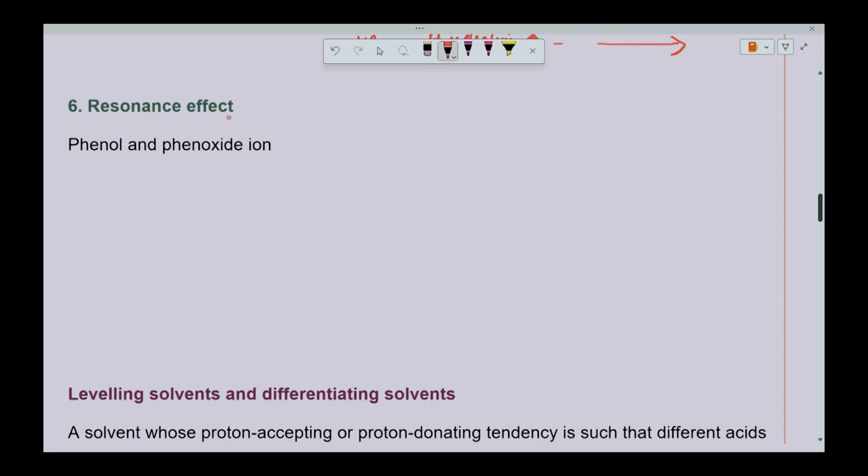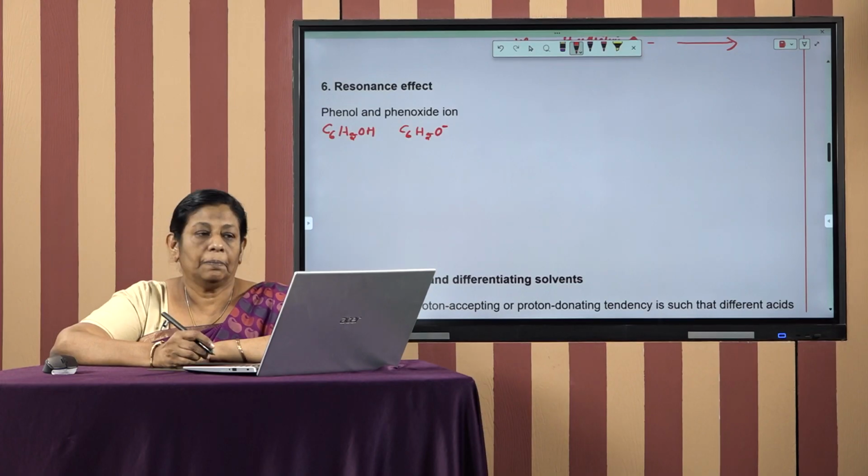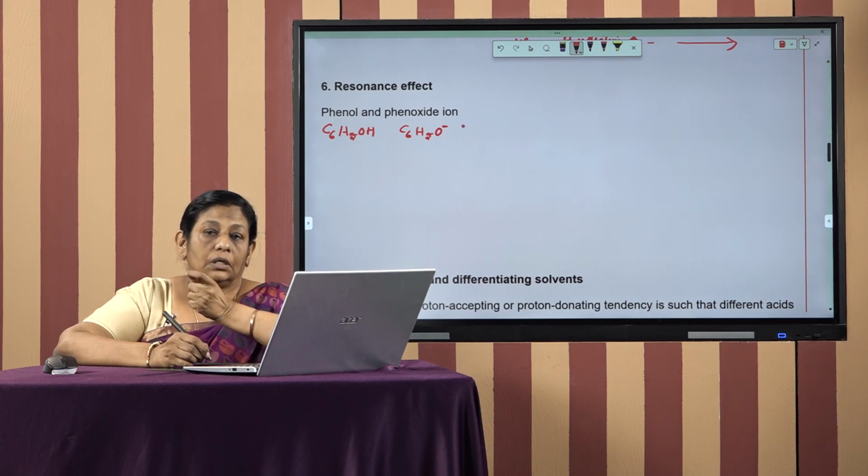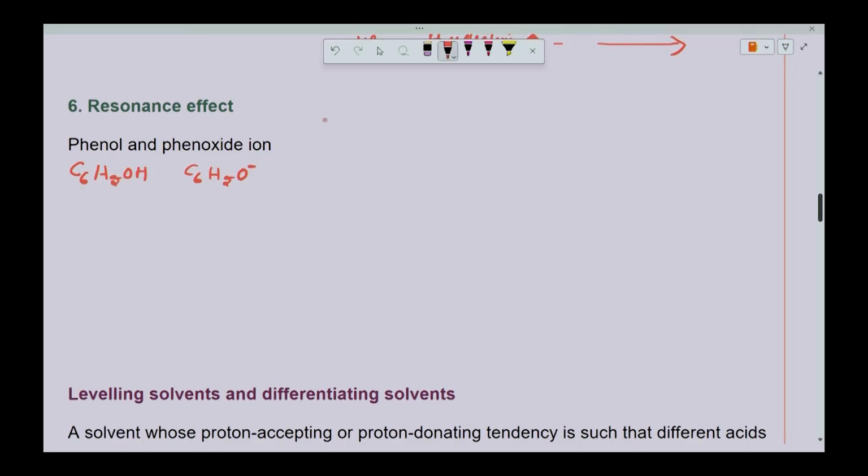Now let us see what is the resonance effect and what is its effect on acidity of phenol. Phenol is C6H5OH, and phenoxide ion, that is, when phenol loses this proton, it becomes C6H5O minus. Okay. Now let us first see the resonance structures of phenol.